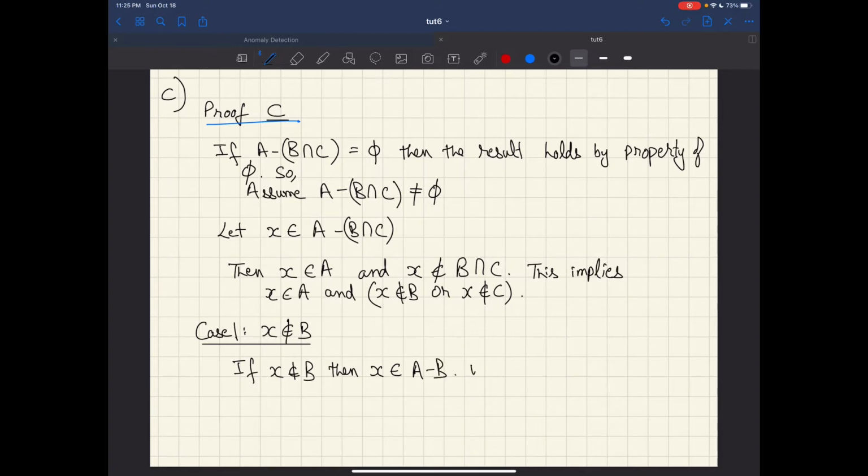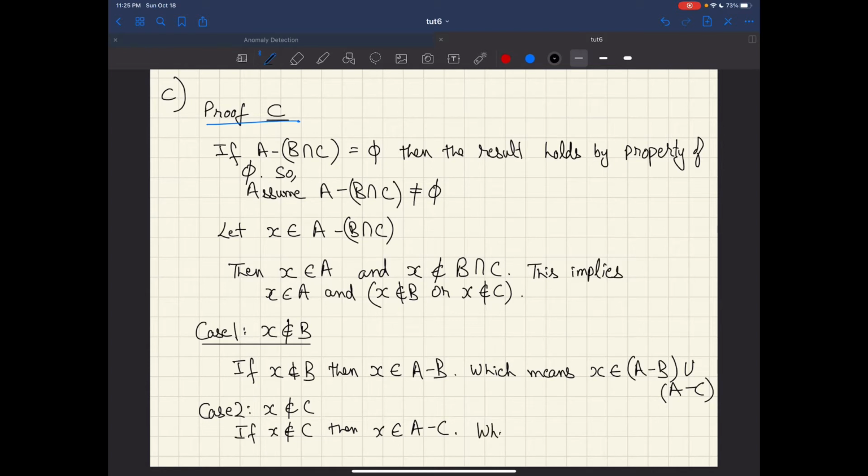And this means X belongs to A minus B union A minus C. Because if your X belongs to either of these, your whole equation is satisfied. So moving on to case 2, X doesn't belong to C. So if X is not an element of C, then X belongs to A minus C. This means X belongs to A minus B union A minus C.